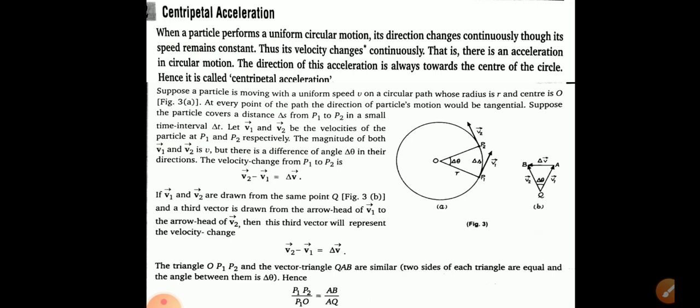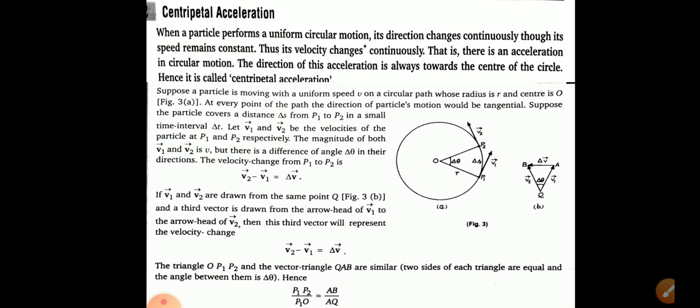Let us suppose a particle moves on a circular path of radius r. At point P1, velocity is v1 along the tangent, and after some time delta t, velocity is v2 at point P2. So we have two velocity vectors v1 and v2. Using these two vectors, you draw a vector diagram as shown in the figure. The diagram is QAB.